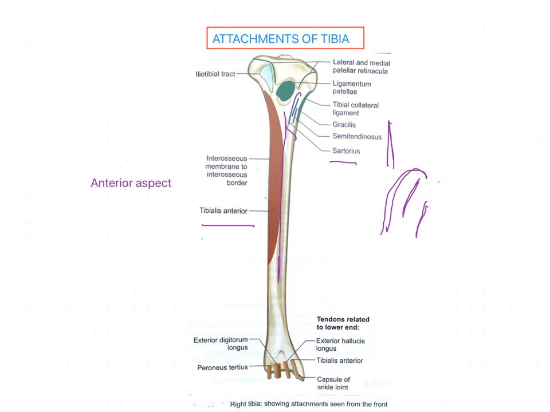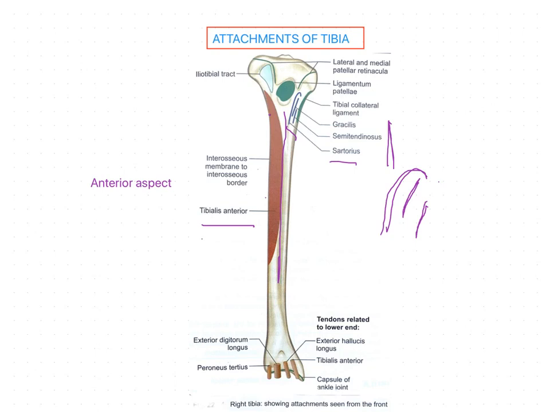On the interosseous border it also gives attachment to the interosseous membrane, which is also attached to the fibula, forming the tibiofibular joint. So this interosseous membrane further attaches to the fibula. These are the things we can observe regarding the muscles on the anterior aspect: three muscles are getting inserted and one muscle is originating.